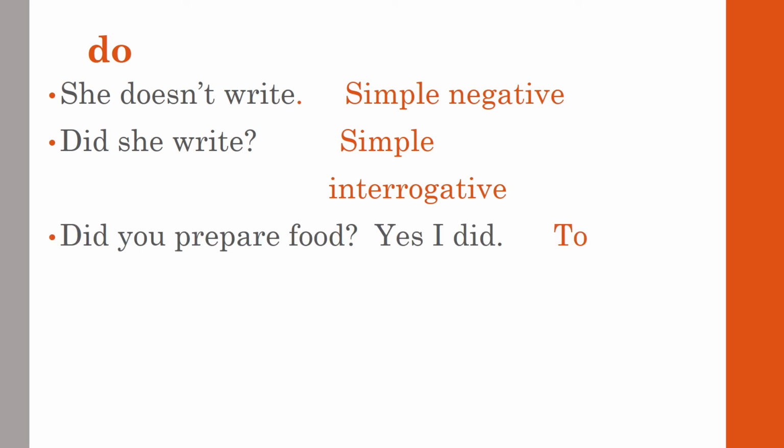Next is: did you prepare food? Yes, I did. Did you notice anything? This sentence is used to avoid repetition. If you don't want to repeat something like did you prepare food, you say: yes, I did. So here we are avoiding the repetition of did you prepare food.